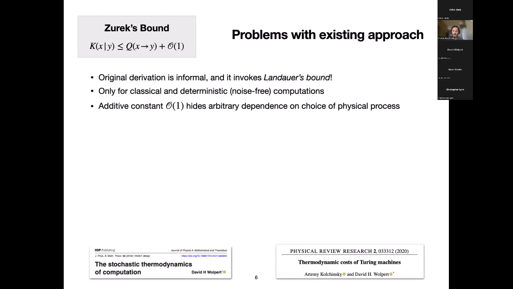And so, kind of inspired by some of the ideas that arose when working on this paper that appeared in Physical Review Research, I started thinking that there seems to be actually a very deep relationship between Zurek's bound, the general idea of a thermodynamic cost for a single computation, and stochastic thermodynamics as we now understand it, as a theory of thermodynamics for individual trajectories.